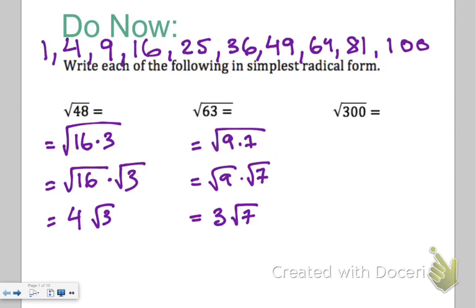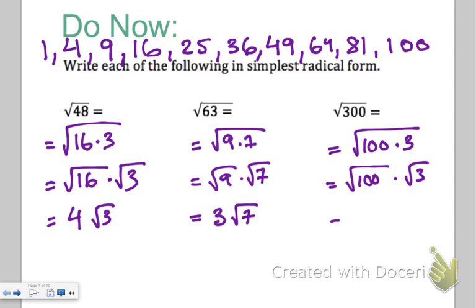And finally, the square root of 300. I know you guys get really excited when you see the hundreds because it's obvious that the largest perfect square number that will divide that is 100. So we can rewrite the square root of 300 as the product of 100 times 3. Break this up into radical 100 times radical 3. So we'll have 10 radical 3 in simplest form, all right?